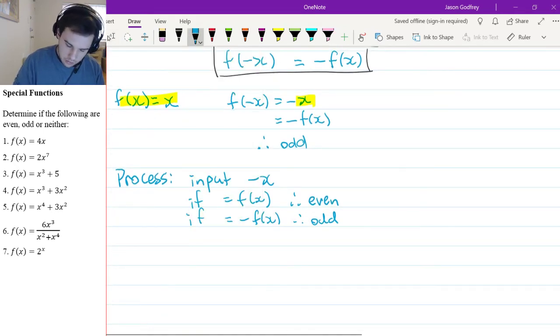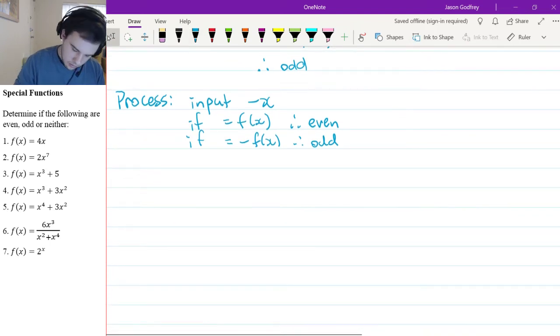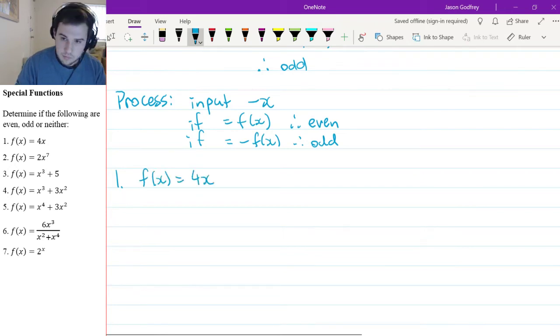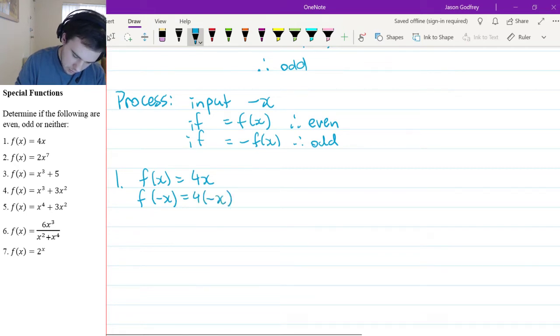Okay, so now I'll go through these questions over to the side following this process. We've got f of x is 4x. To test whether it's even, odd, or neither, if there's any symmetry about the graph 4x, we're going to input negative x. So everywhere we see x, we're going to replace it with negative x. 4 times negative x is negative 4x, and you'll notice 4x was the original function.